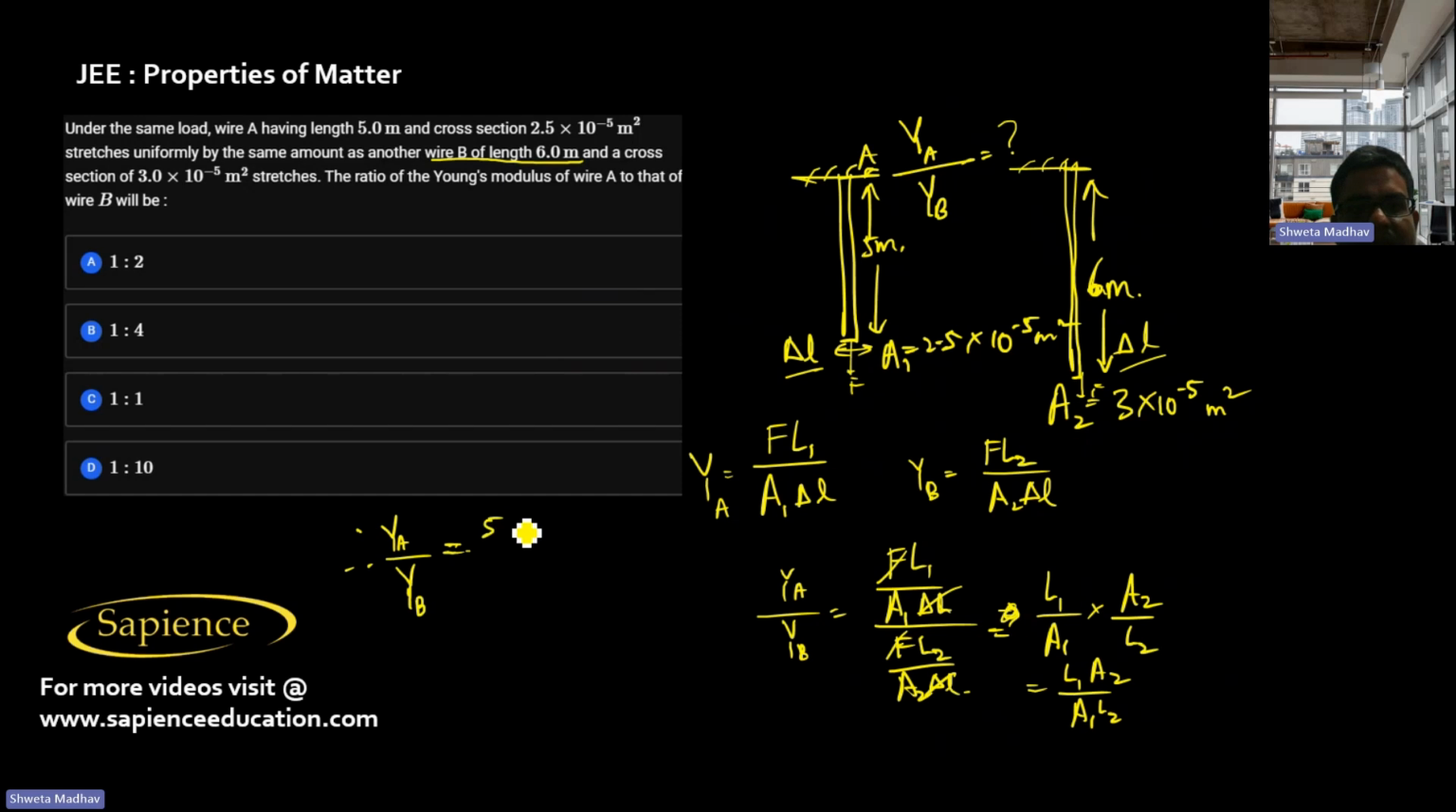So therefore, YA by YB equals L1, that is 5 meter, into A2, that is 3 into 10 power minus 5, divided by A1, that is 2.5 into 10 power minus 5, into L2, that is 6. So 10 power minus 5 will get cancelled. So 3 into 5 over 2.5 into 2 is 5, and 5 will cancel. So that is equal to 1. So 1:1 is the answer. Option C is the correct answer.